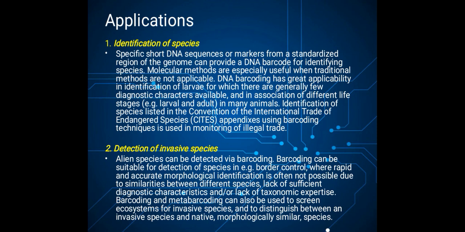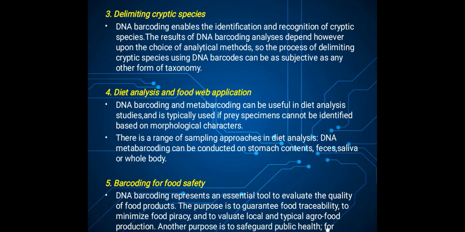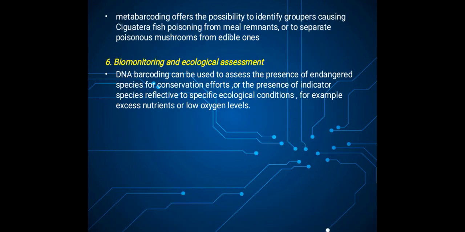And barcoding for food safety. DNA barcoding represents an essential tool to evaluate the quality of food products. The purpose is to guarantee food traceability, to minimize food piracy, and to evaluate local and typical agro-food production. Another purpose is to safeguard public health. Meta-barcoding offers the possibility to identify groups causing ciguatera fish poisoning from meal remnants, or to separate poisonous mushrooms from edible ones.